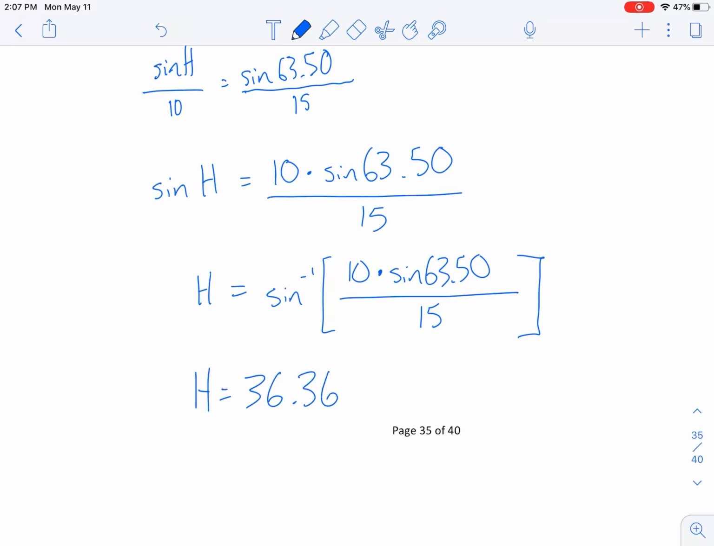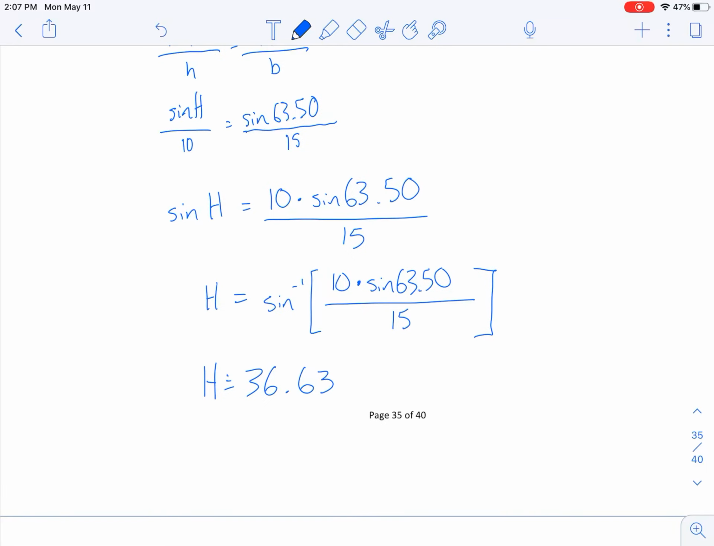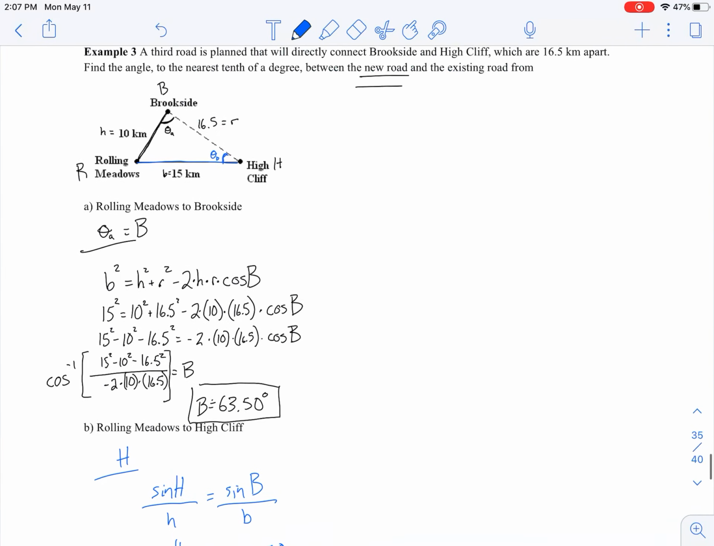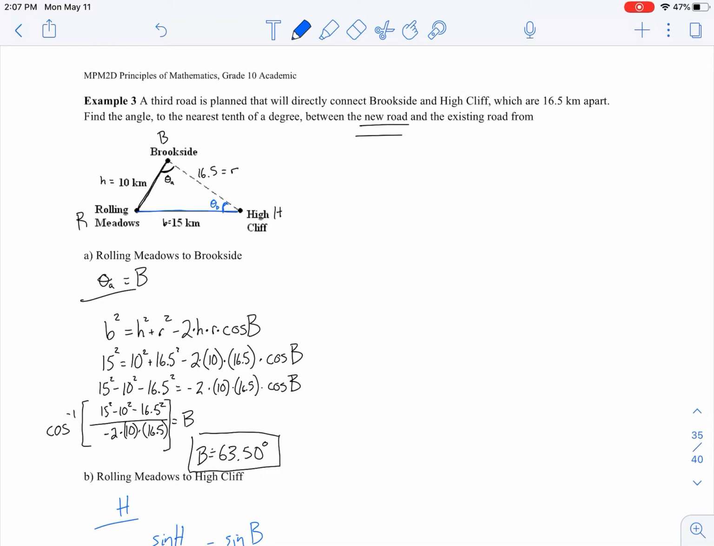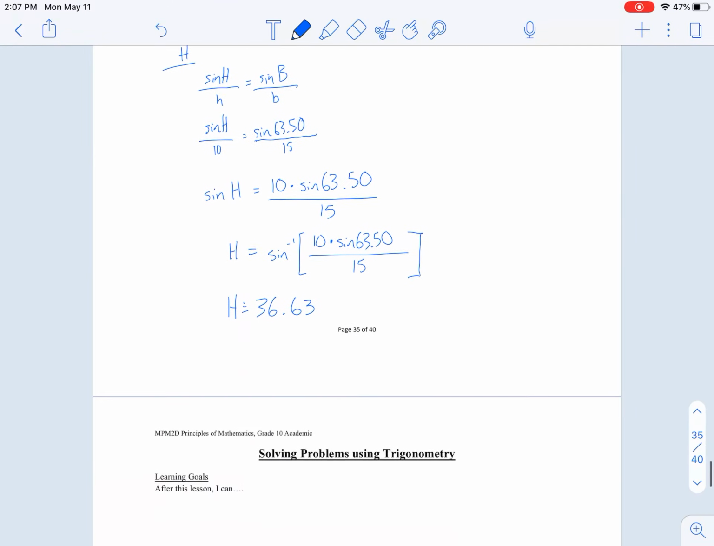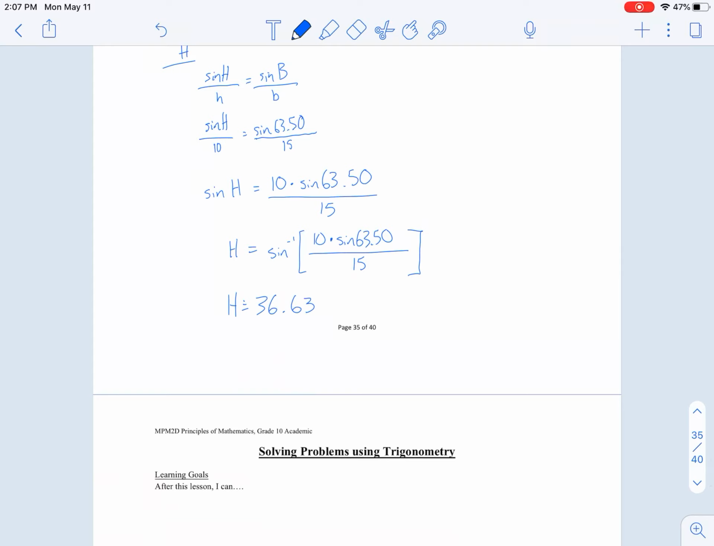Oh, 36.63, not 36. And I do believe I read this earlier. They wanted it rounded to the nearest tenth of a degree. So tenth of a degree means one spot after the decimal place. So if we round this to their standards, it is 36.6 degrees. Obviously that is rounded there.